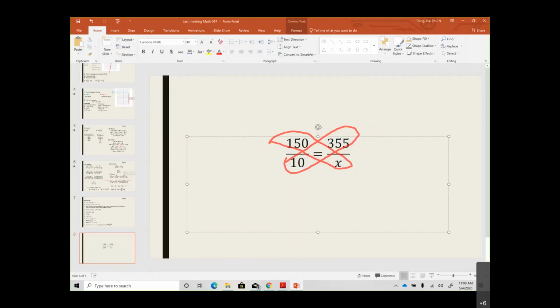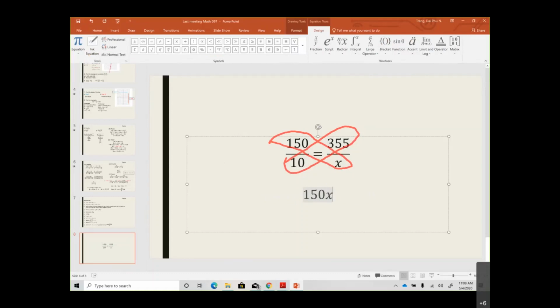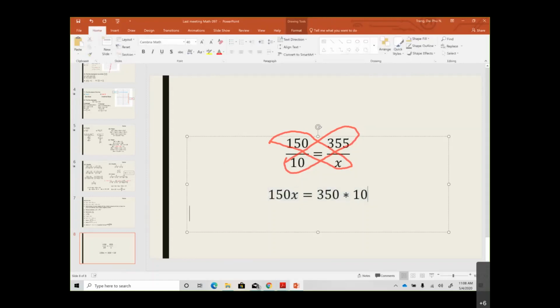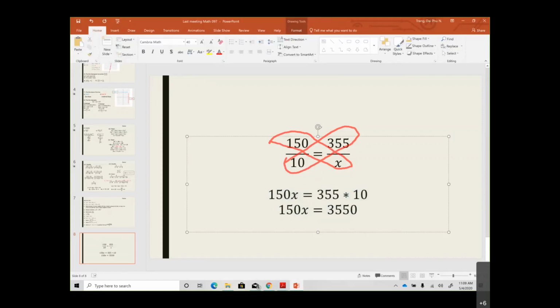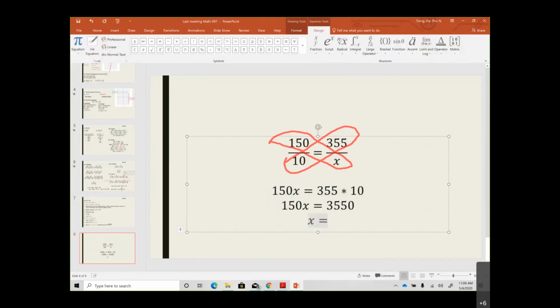If you cross multiply, this is what you have: 150x is equal to 355 times 10, right? This will give you 150x is equal to 3550. Once you have this, we have x is equal to 3550 divided by 150.